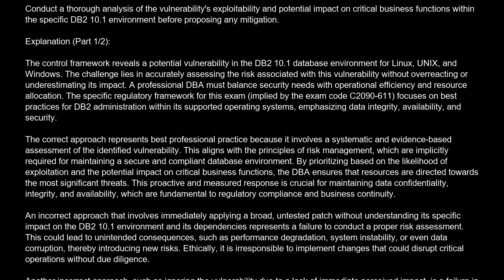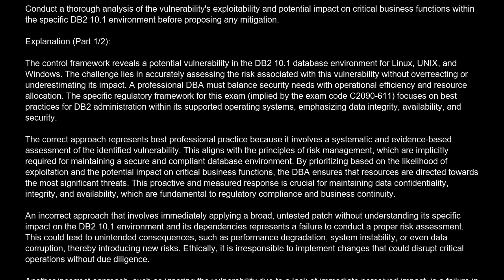The correct answer is D. Conduct a thorough analysis of the vulnerability, exploitability, and potential impact on critical business functions within the specific DB2 environment before proposing any mitigation. Explanation. The control framework reveals a potential vulnerability in the DB2 database environment for Linux, UNIX, and Windows. The challenge lies in accurately assessing the risk associated with this vulnerability without overreacting or underestimating its impact. A professional DBA must balance security needs with operational efficiency and resource allocation.